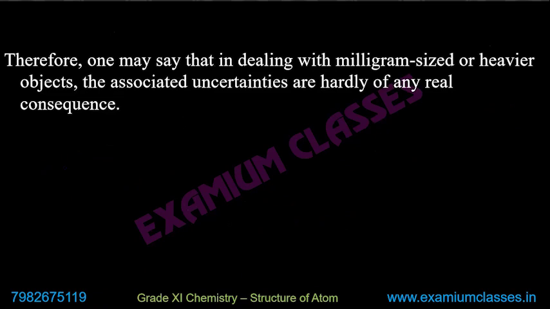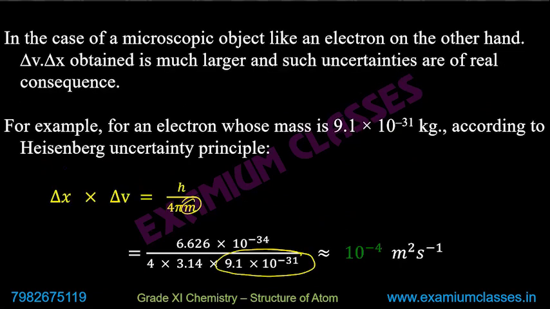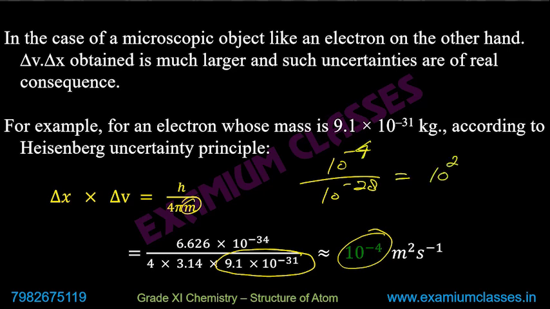Now, if I do the same calculation for an electron, I will have 10 to the power minus 4. There is a huge difference between 10 to the power minus 4 and 10 to the power minus 28, because if I divide 10 to the power minus 4 by 10 to the power minus 28, it is 10 to the power 24. It means 10 to the power minus 4 is 10 to the power 24 times bigger than 10 to the power minus 28. This much is the difference.